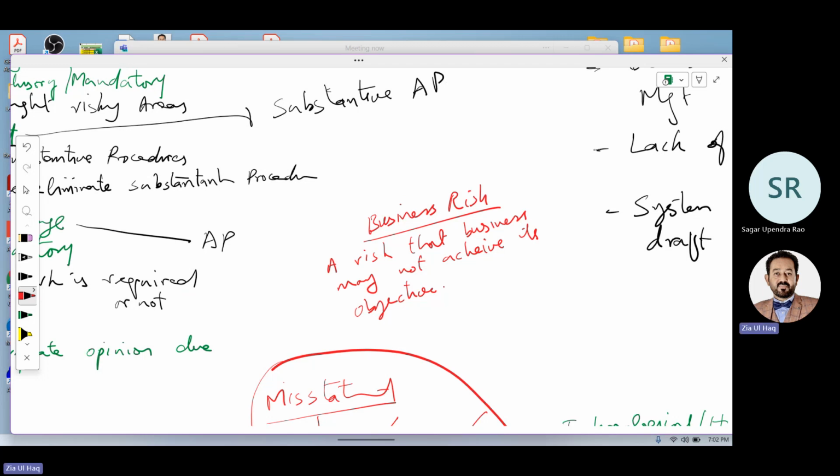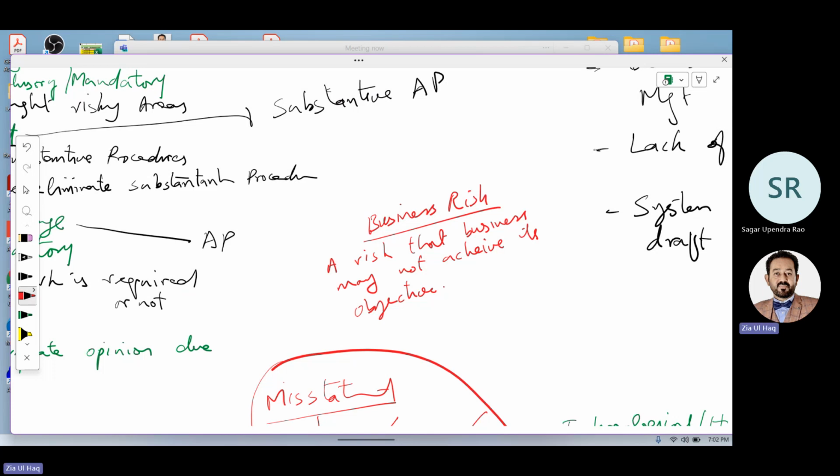Company is incurring losses, so company might face going concern issue. This is business risk. But if going concern issue is not disclosed properly, the financial statements could be manipulated. This will be called inherent risk.